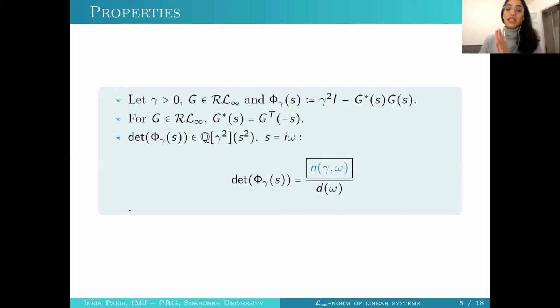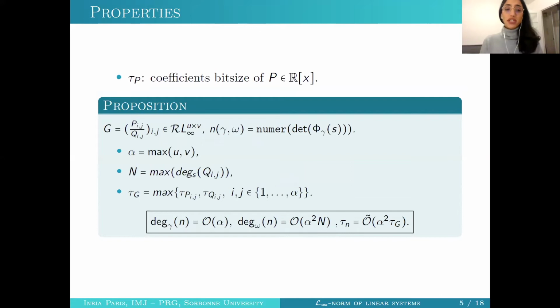It's written as N of gamma, omega over D of gamma, omega, where N and D are co-prime. And moreover here, D does not vanish. Thus, for studying the roots of the determinant, it suffices to study the roots of the numerator polynomial. So hereafter, we consider only this polynomial N and we work on it.